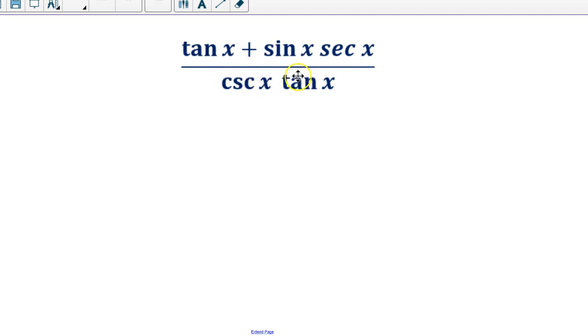Tan x plus sin x times secant x, all over cosecant x times tan x. Please try this.